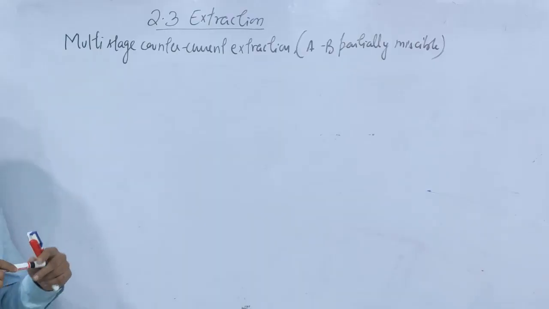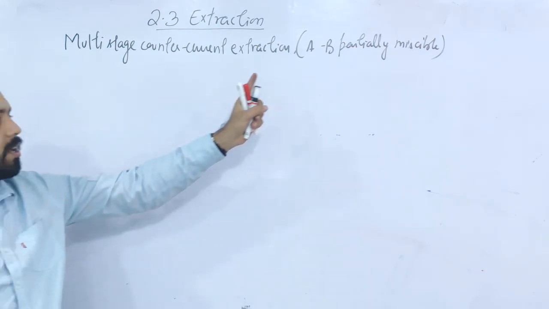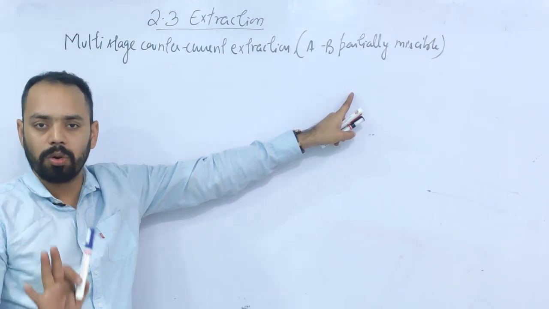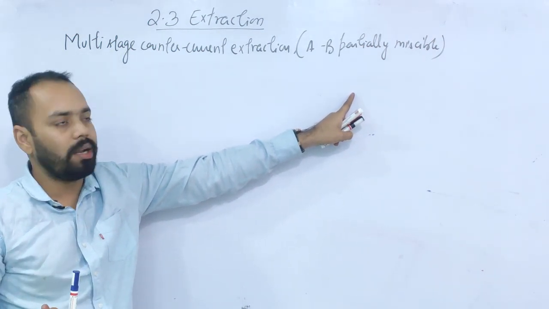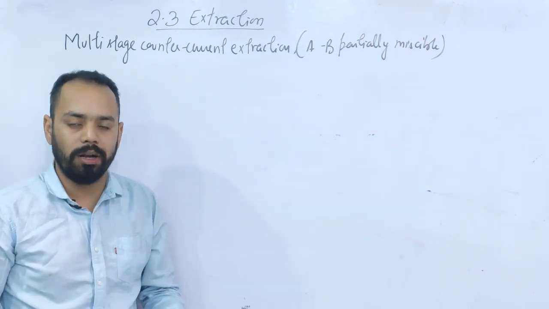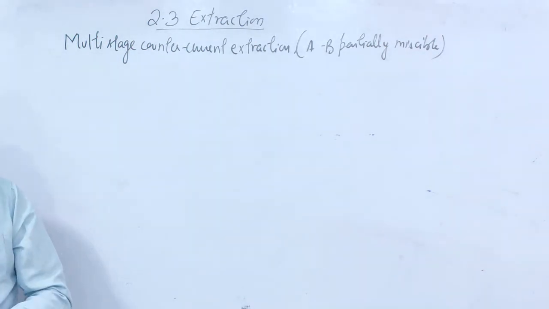Okay. Now students, this one is multi-stage counter-current extraction when A and B are partially miscible. Please note that I'm writing here partially miscible. So whenever I'm saying that they are partially miscible, I cannot go for mass ratios, right? And I cannot use the solute-free coordinates, the XY coordinates. What do I have to use? Here, there is no other method. I have to go for the triangular diagram for the calculation of stages.